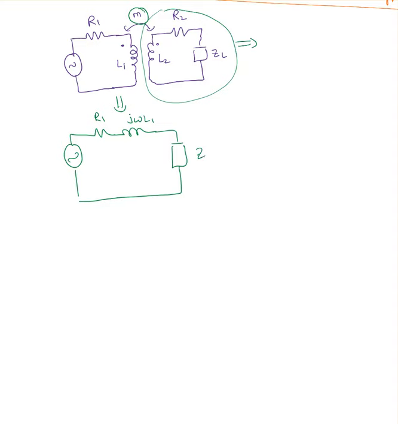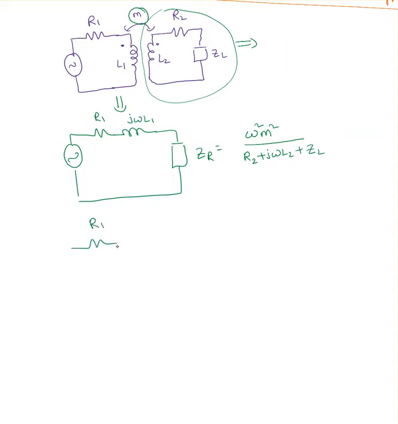This is ZR. ZR equals omega square M square over R2 plus j omega L2 plus ZL, the load impedance. So this reflected impedance is nothing but the secondary impedance looking from the primary side, or transferred to the primary side. Now, what if I don't have the M?